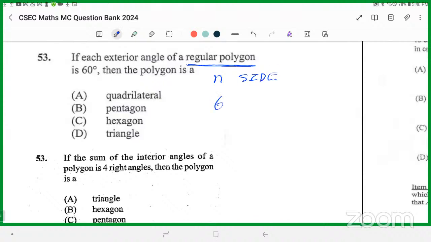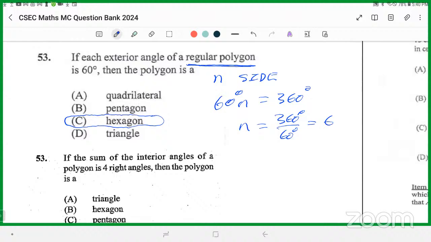It means that 60 degrees times n is equal to 360 degrees, because this represents the total exterior angle, because each of them is 60 degrees. Right? So 60 degrees times n is equal to 360. And so if you divide by this 60, you're going to get 6. So n will be equal to 360 degrees divided by 60 degrees, which is 6. So if it has 6 sides, then it's a hexagon. It's a hexagon. All right?